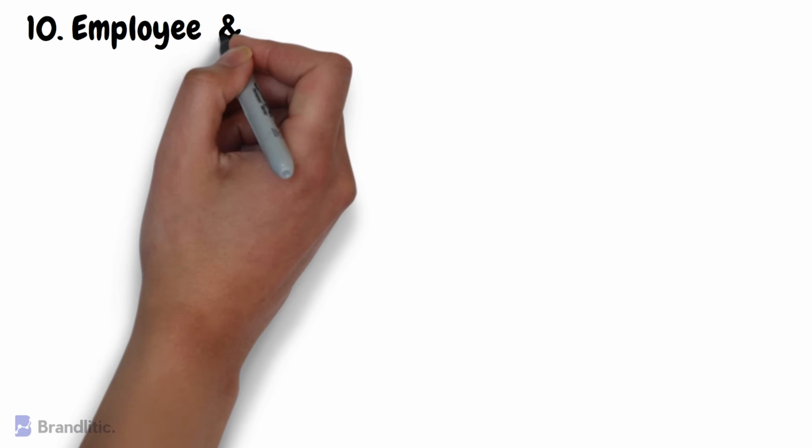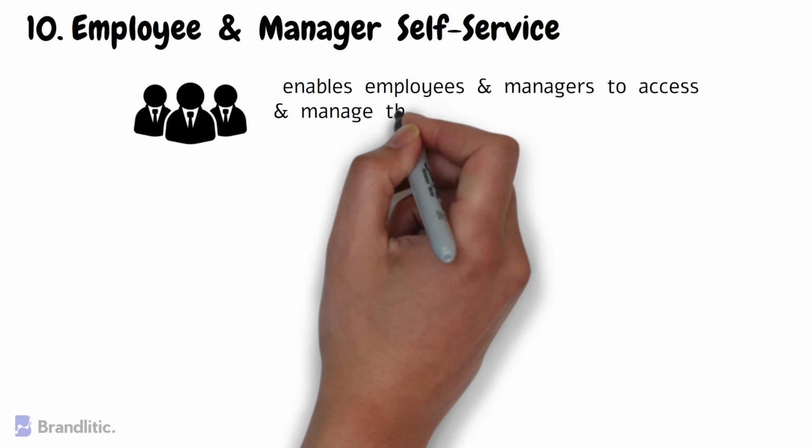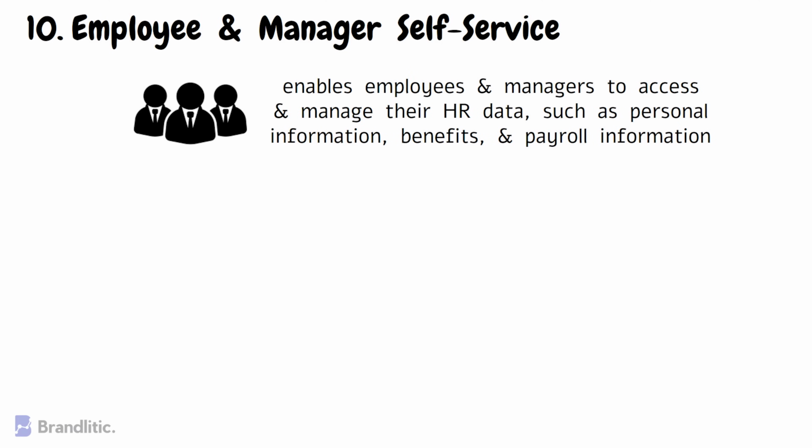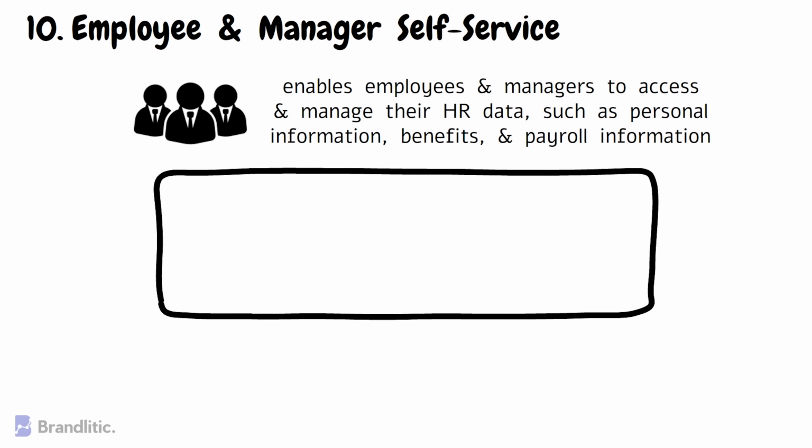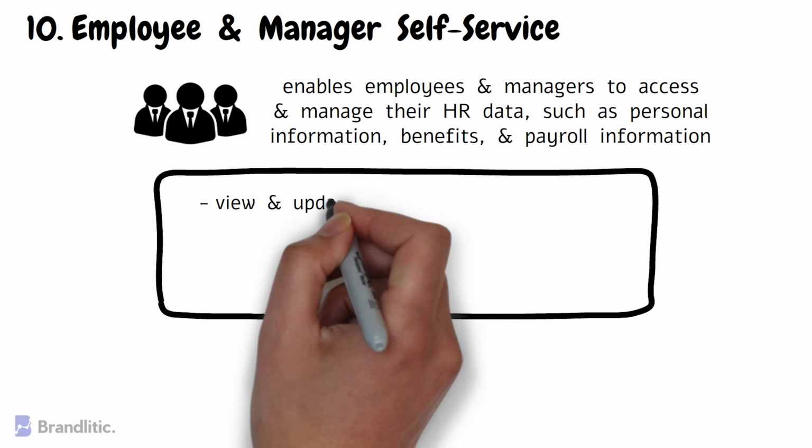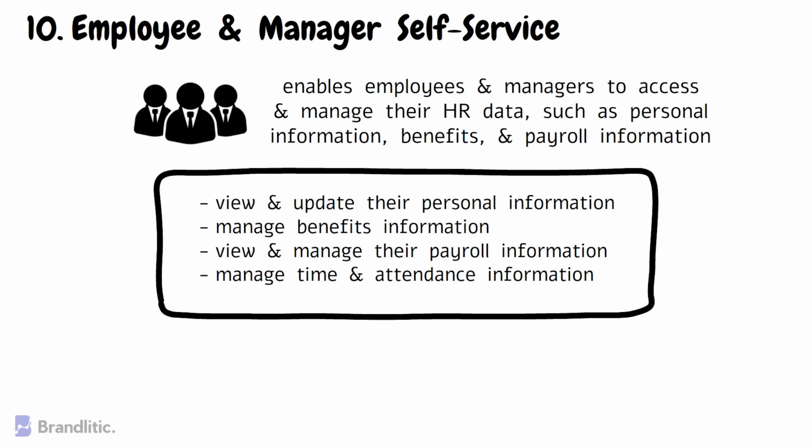Next, number 10, employee and manager self-service. This submodule in SAP HCM enables employees and managers to access and manage their HR data, such as personal information, benefits, and payroll information. The key features of this submodule are as follows. View and update their personal information, manage benefits information, view and manage their payroll information, and finally, manage time and attendance information. And whoa, that was long.